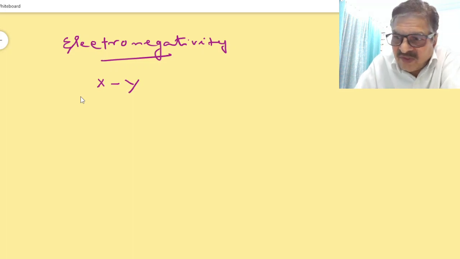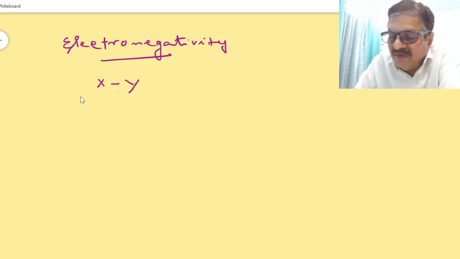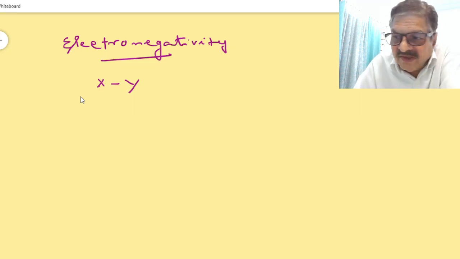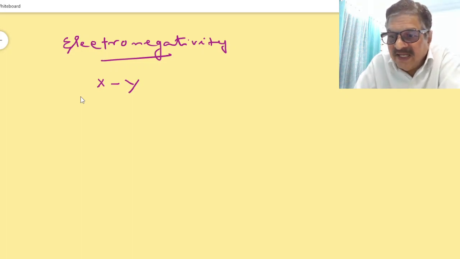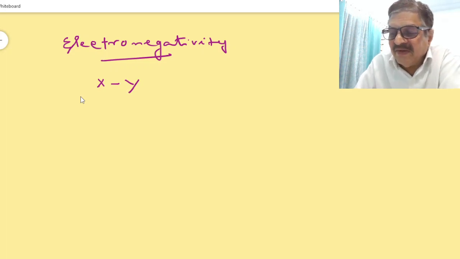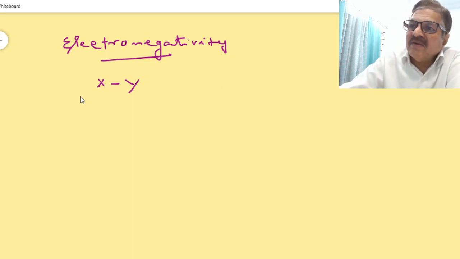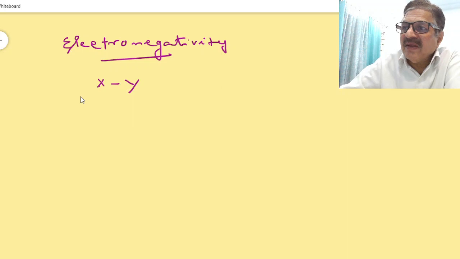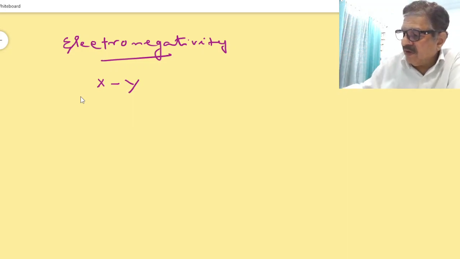So one atom is more electronegative than the other, meaning it attracts electrons more towards itself. The other one is less electronegative, meaning it doesn't want the electron, it is giving up, repelling the electrons. Therefore it is more electropositive. We can say it is less electronegative, or more electropositive.